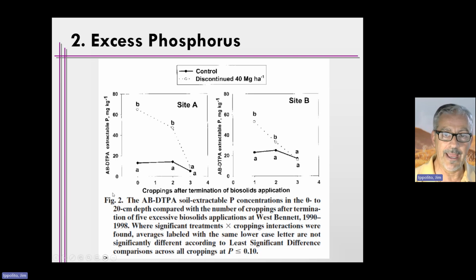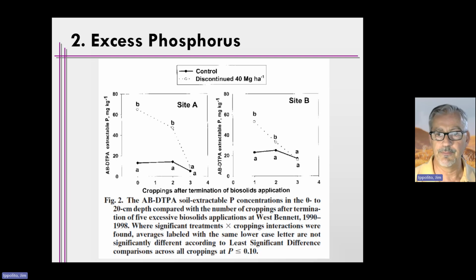And what you see on the y-axis at both of these sites is basically plant available phosphorus concentrations. And the croppings after termination are not quite years. So in these systems where water is limited, you grow a crop 1 year and then you let the soil sit fallow to build up soil moisture for the subsequent crop. So it's every other year.